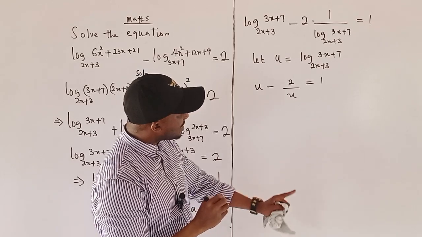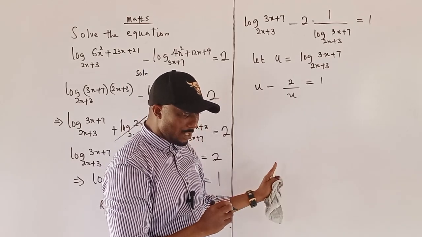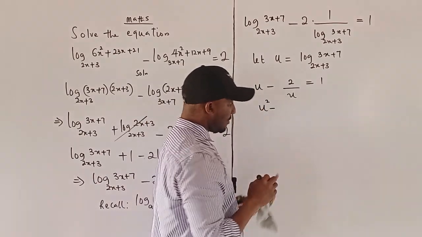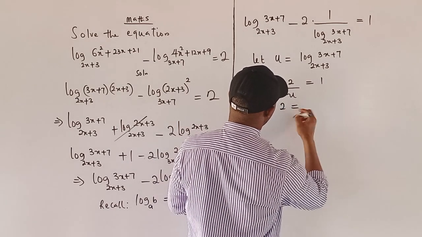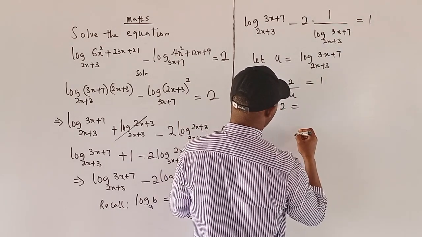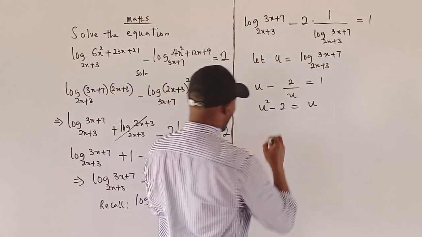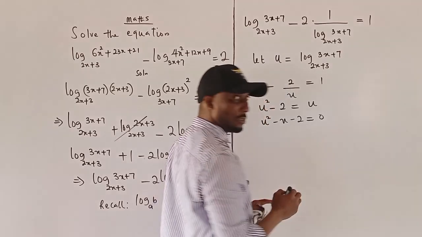Slow and steady wins the race, they say. So we multiply each term on the right and the left by u. That will give us u squared. I use u to multiply 2 upon u; u cancels out. That will be 2. U multiplied by 1 will be u. Okay, I'll take everything to the left. U squared minus u minus 2 equal to 0.